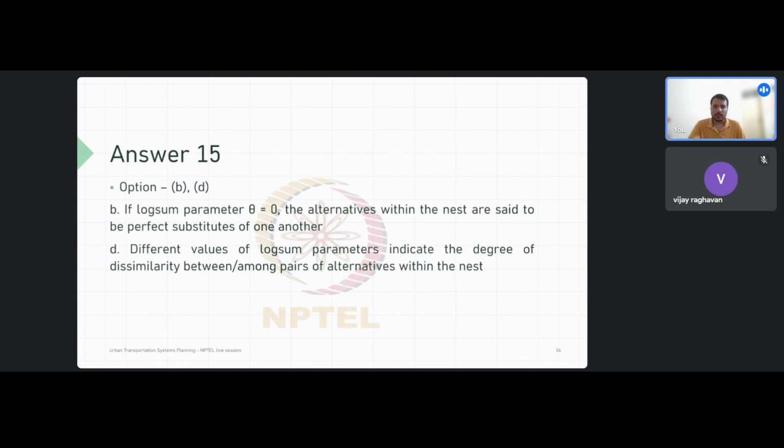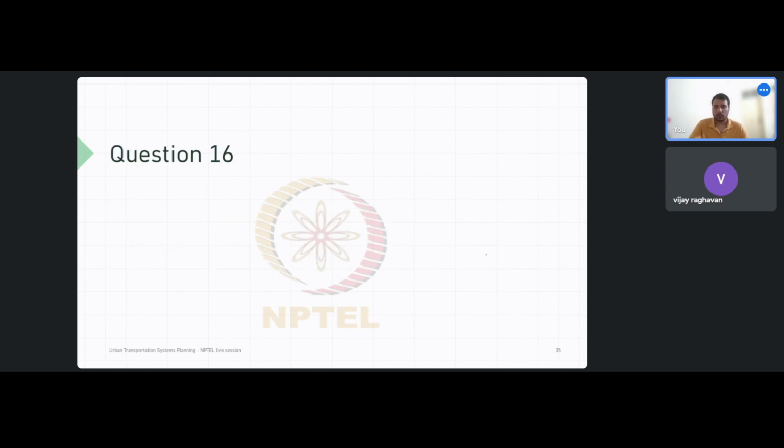If the log sum parameter theta is 0, the alternatives within the nest are said to be perfect substitutes because there will be perfect correlation. And different values of log sum parameters indicate the degree of dissimilarity. So theta will vary from 0 to 1, and the precise value will decide the degree of dissimilarity.